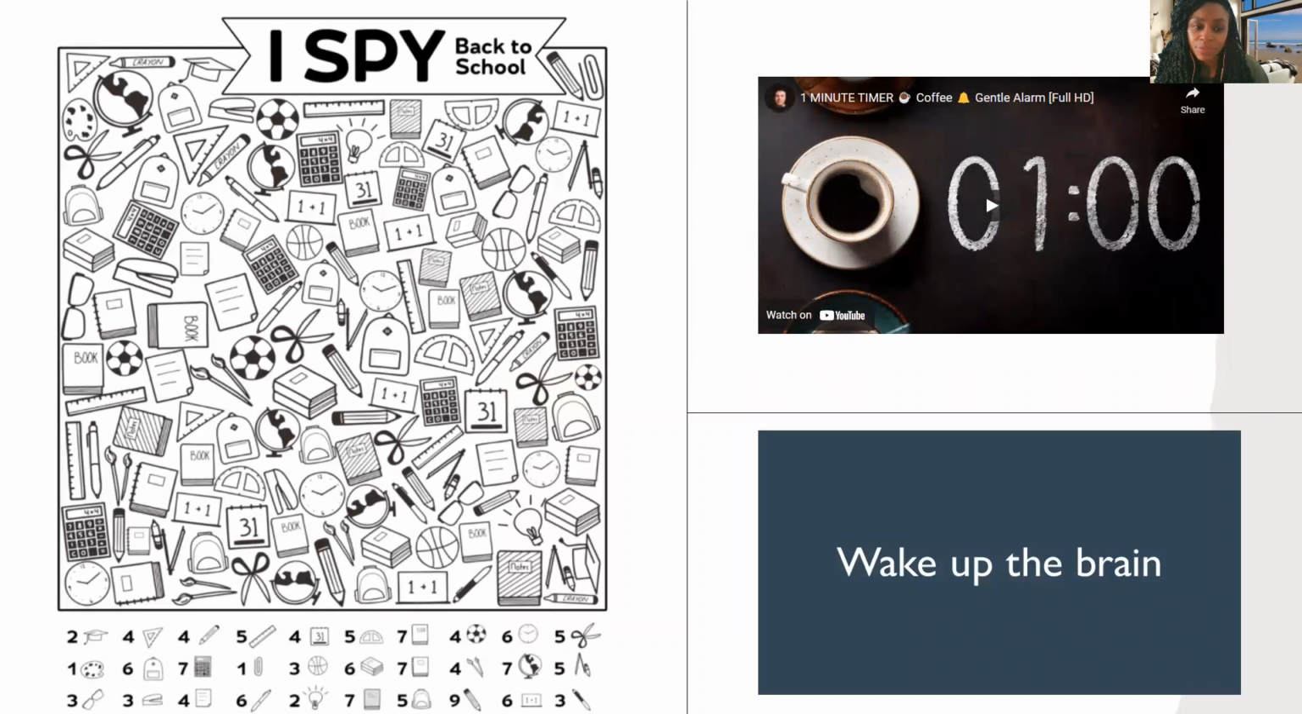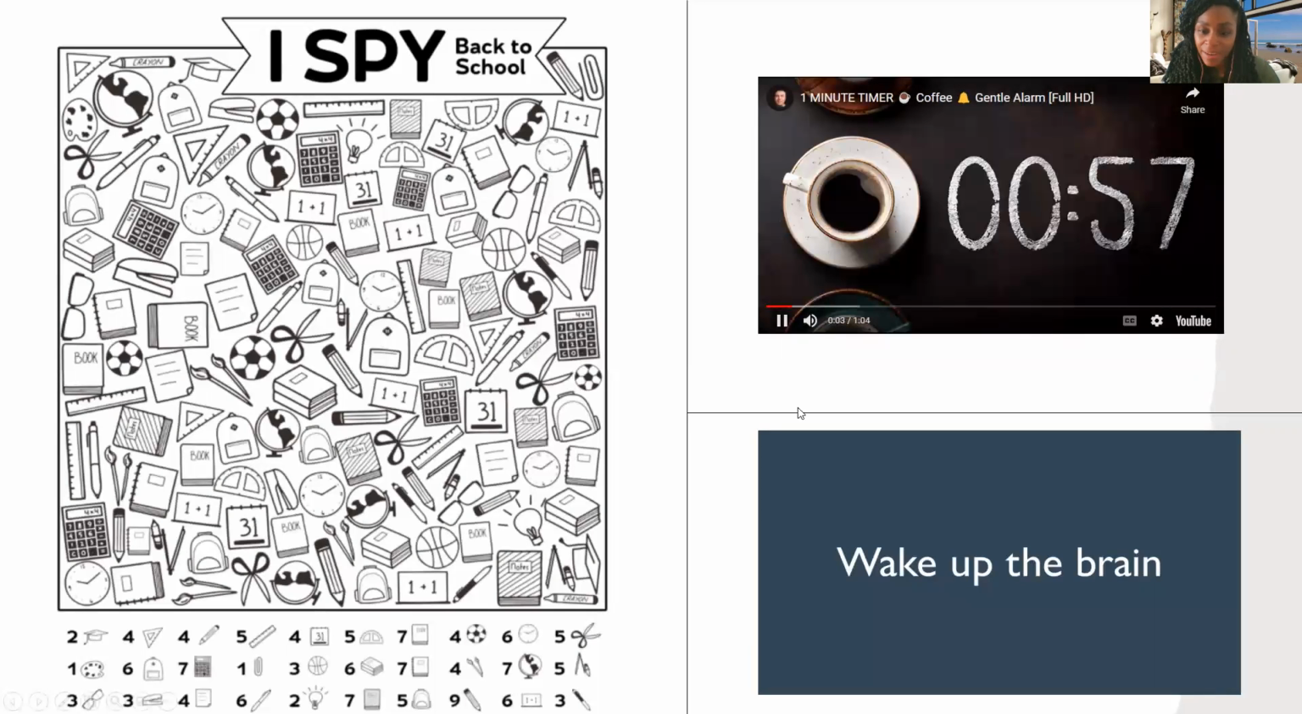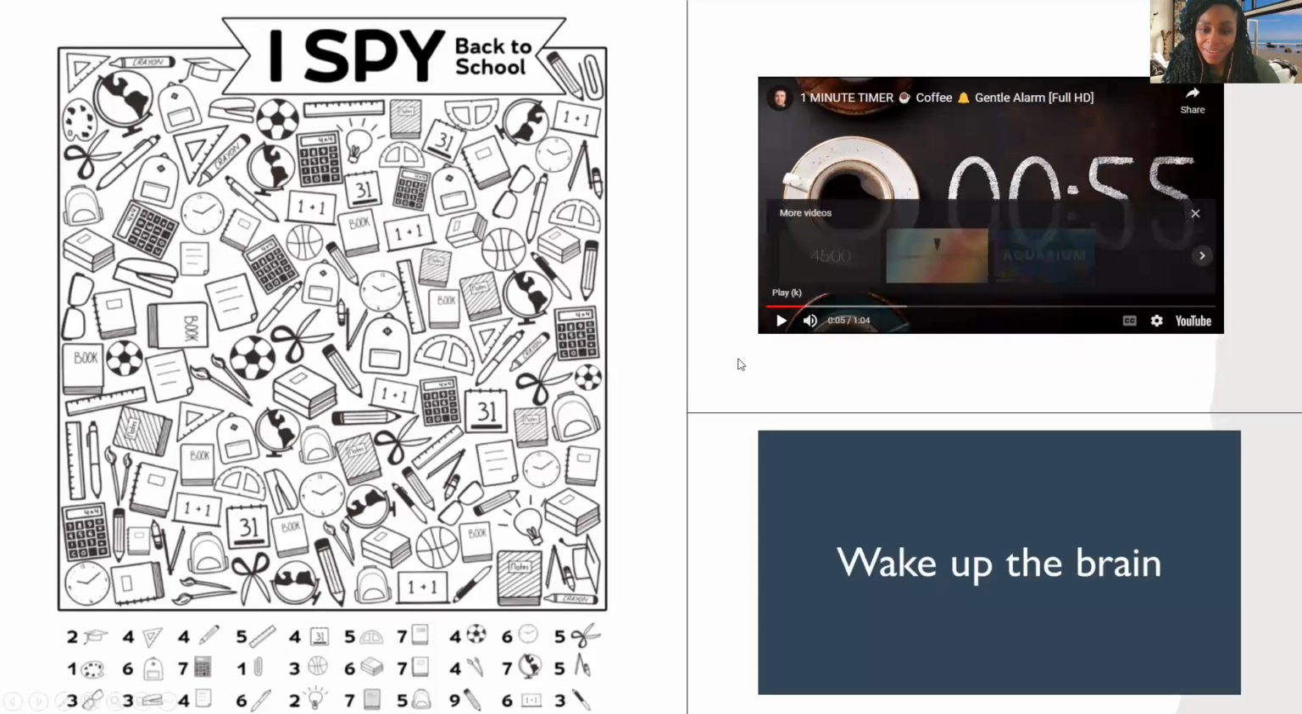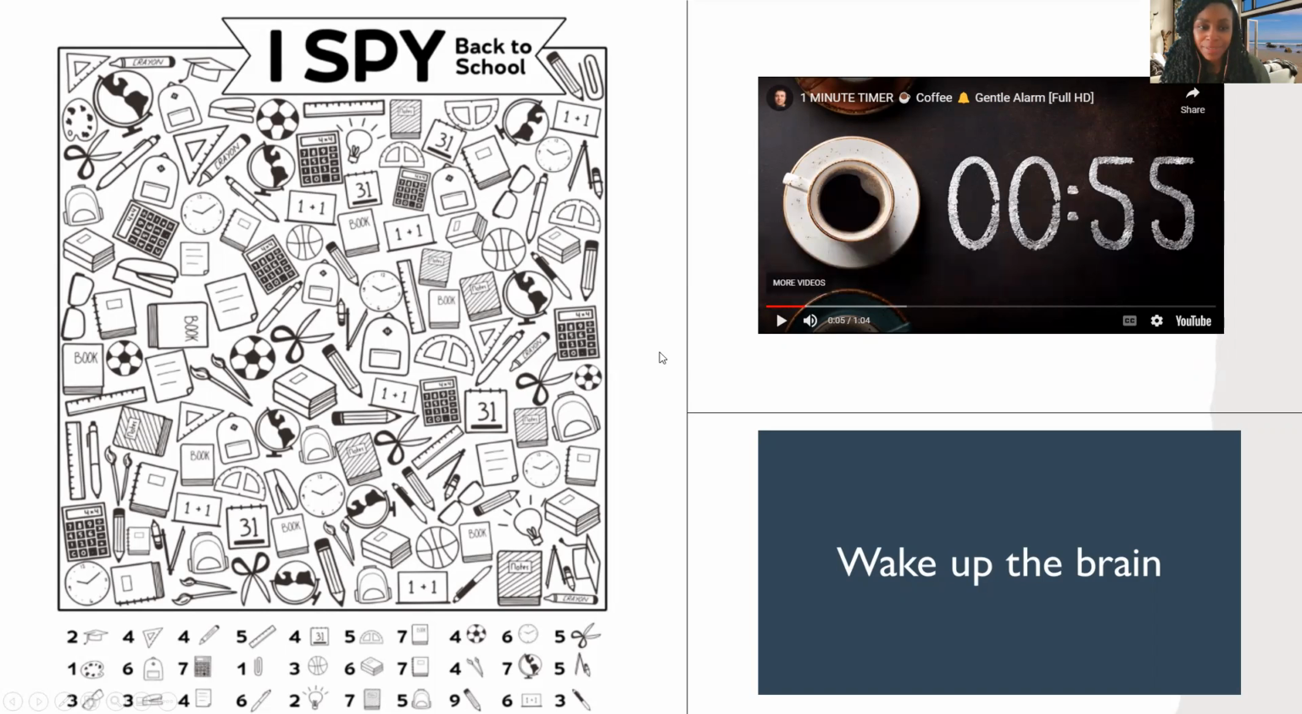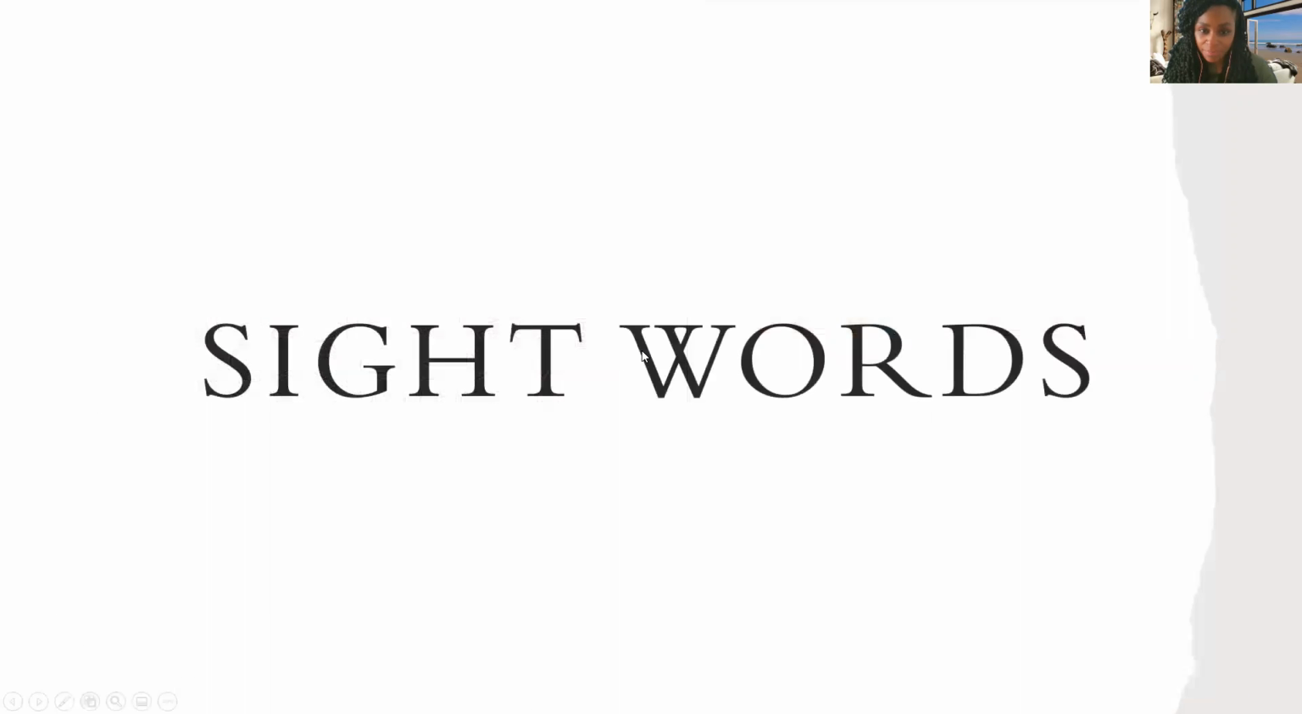I find the different wake up the brain activities online. Sometimes I just Google a chaotic picture. Sometimes I Google mazes and I put those in, but I typically find my wake up the brains online. I generally don't create them myself. For this wake up the brain, they basically have 1 minute to locate 2 of the items that are on this slide. Just get their mind ready to learn.